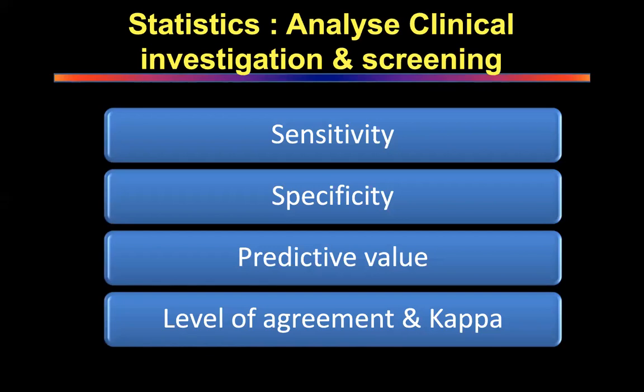Don't worry about any of this if you don't understand it. We will discuss each one of them in more detail. But remember, whenever somebody says predictive value, your brain must say analyzing clinical investigation and screening. Whenever somebody says Cox regression, your brain must say, oh, survival. Whenever somebody says Kaplan-Meier, immediately your brain must say survival.